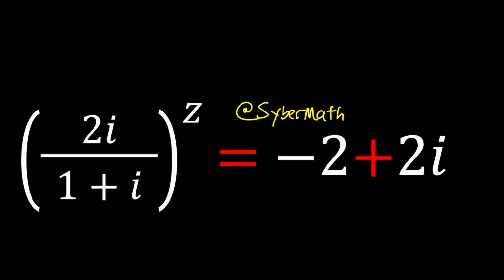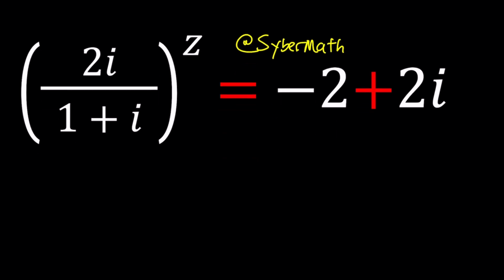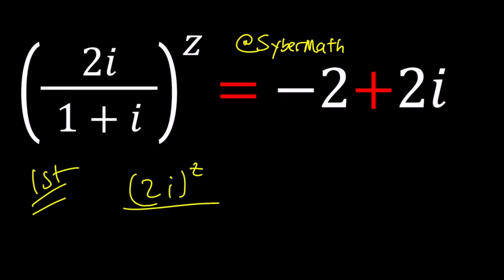So, to be able to solve this problem, couldn't we just distribute the exponent? I mean, we can write it like this, 2i to the z and 1 plus i to the z equals this. z is the unknown, so that kind of makes it a little harder. So we're going to use what is called complex exponentiation.